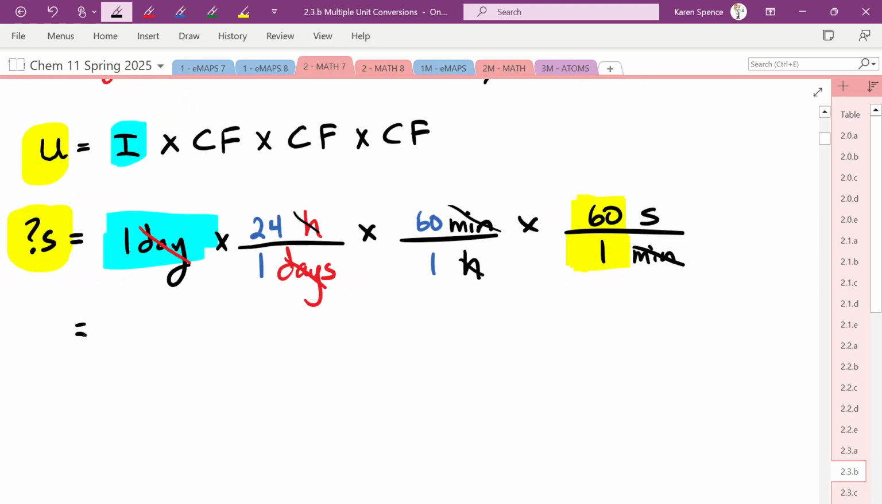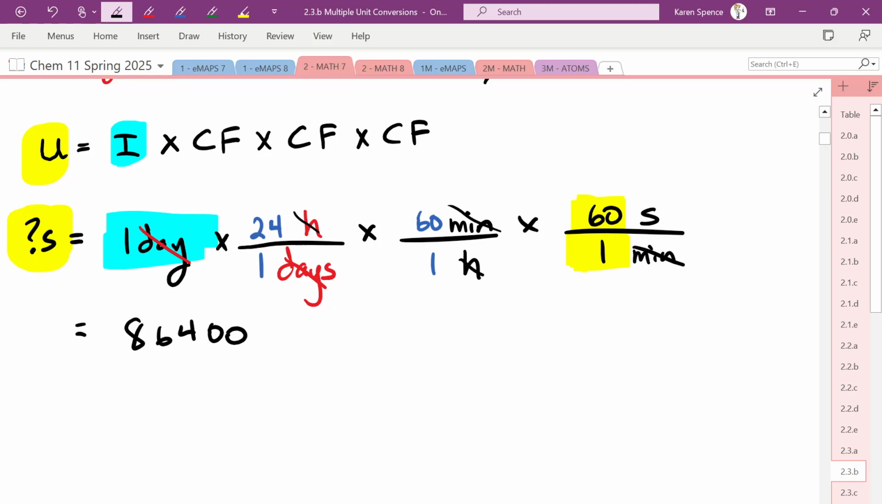And now I can go through and I can say, I've got 1 day times 24 hours per day times 60 minutes per hour and 60 seconds per minute. And that gives me 86,400.